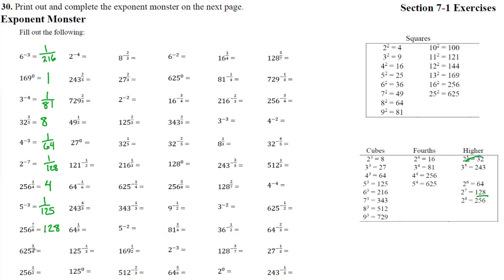625 to the 3/4 power, that's 4th root cubed. So we find 625 in the 4ths column. We take the 4th root of it, which is 5. So the 4th root of 625 is 5 cubed. So we go, 5 cubed is 125. 256 to the 1/2 power, that's the square root of 256 to the 1. So we're going to go up here to the squares. There's 256. Square root is 16.